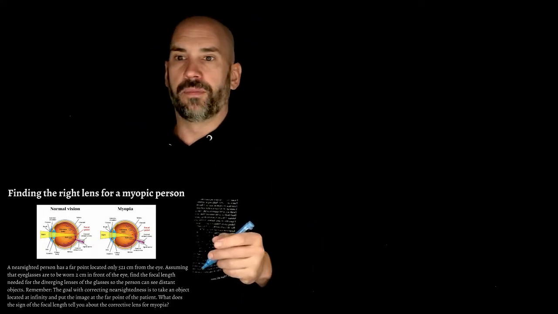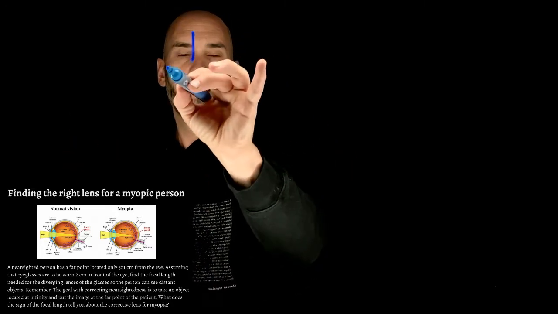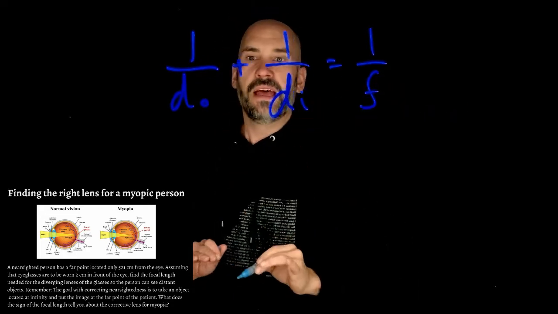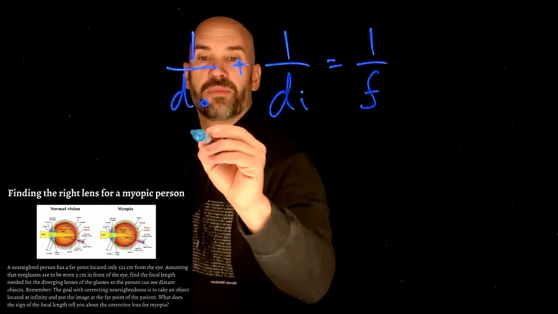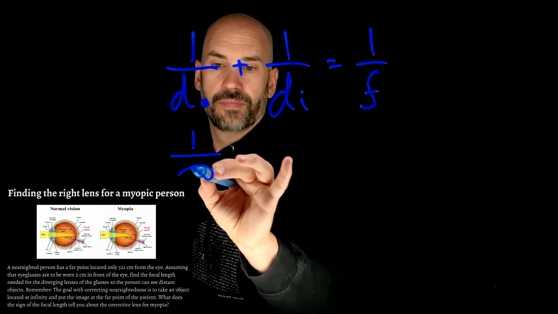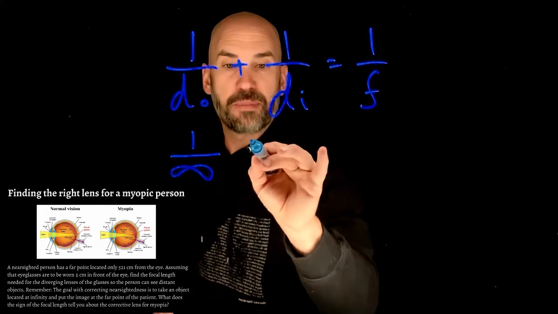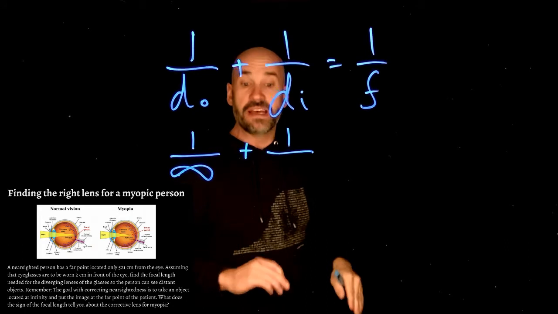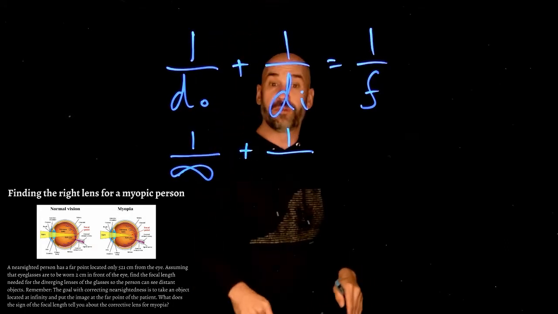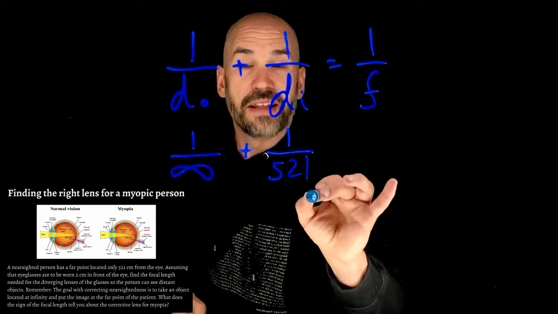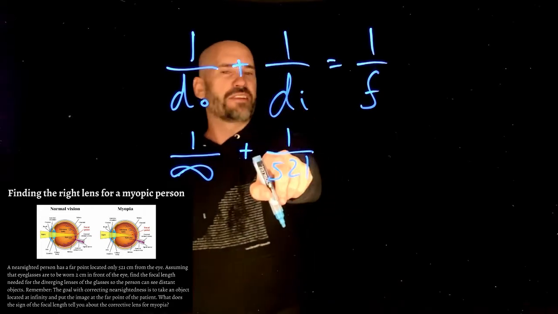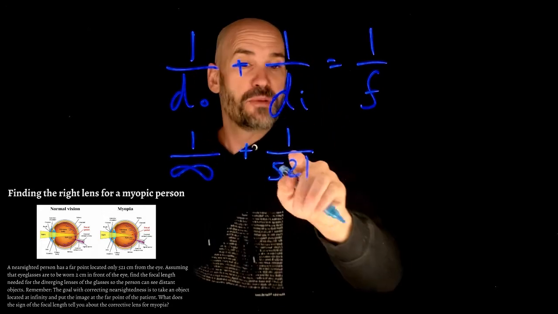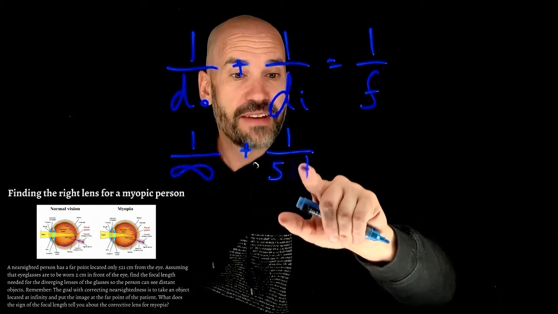Okay? So the goal here, once again, is I have some object distance, and I have an image distance, and I have a focal length. Now, remember, the whole goal here is to take an object that would be at infinity, and you want to make its image be at the far point for this nearsighted person. This person's far point is 521 centimeters. So I'm going to put 521 there. And this is the point where you should be like, oh no, it's not actually 521 centimeters away from the corrective lens. The corrective lens is 2 centimeters away from the eye. So really, this should be 521 minus 2 centimeters. So that's actually going to be 519. Okay?